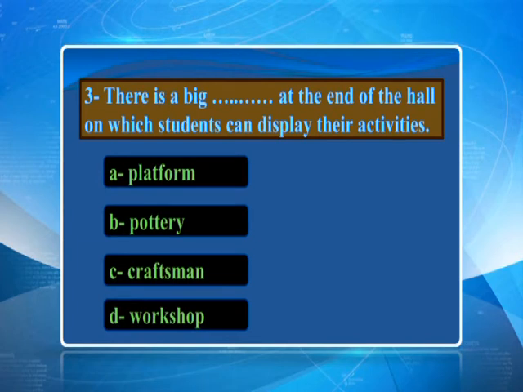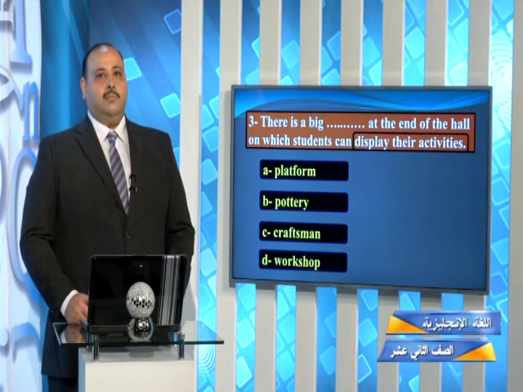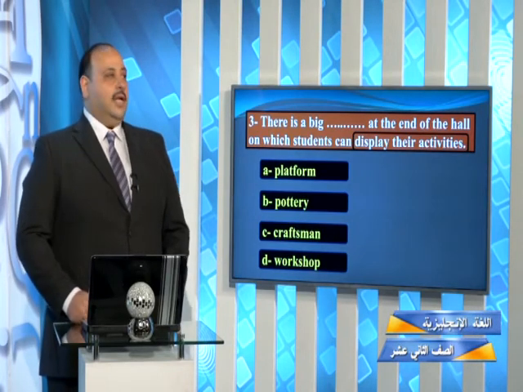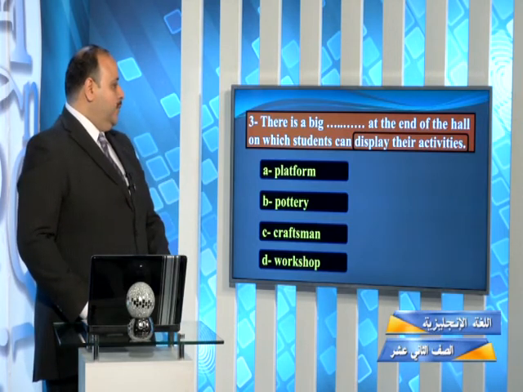There is a big at the end of the hall on which students can display their activities. Again here, as the pieces of advice that we have mentioned before, you have to decide. Now see here, display their activities. So this is a situation here, we have students who are displaying their objects or their activities. Now the best answer can be platform, pottery, craftsman, or workshop. So if it is a place, it should be what?